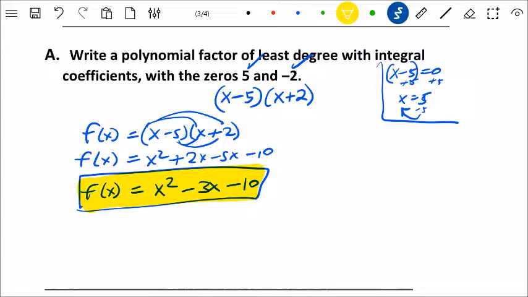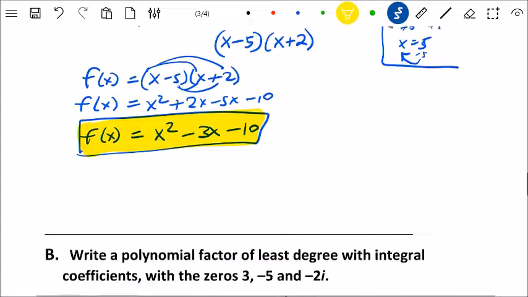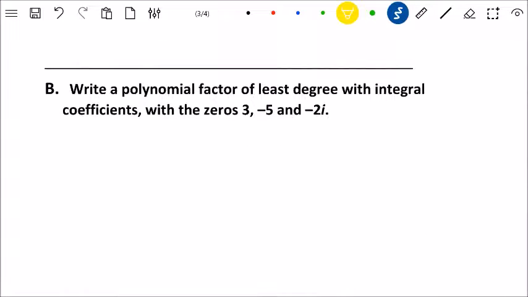Okay. Now let's do it again, and this time we're going to do it with an imaginary number. Okay. Whoa, there's a whole bunch of ones on here. That's a big one. But here's the first thing to know.